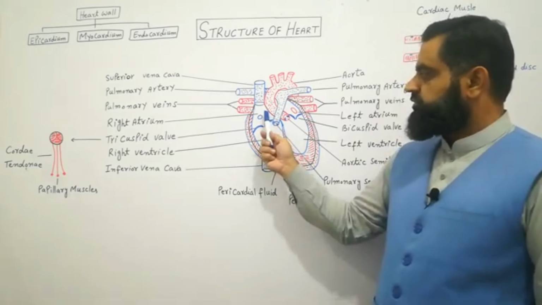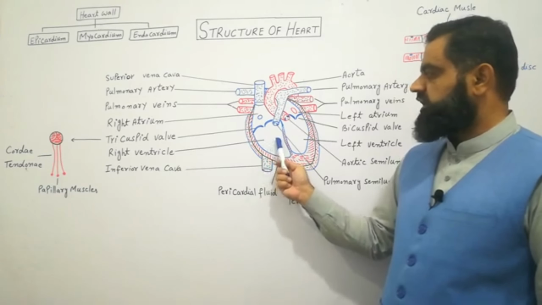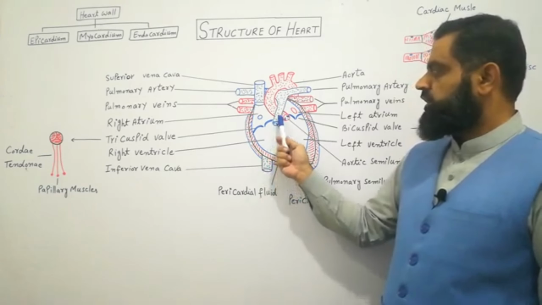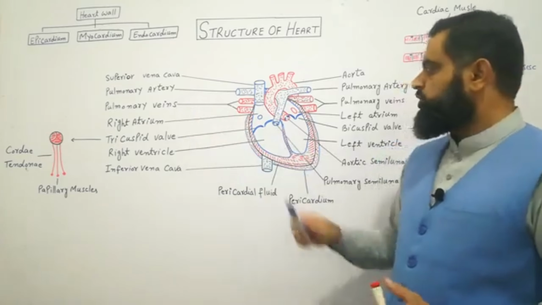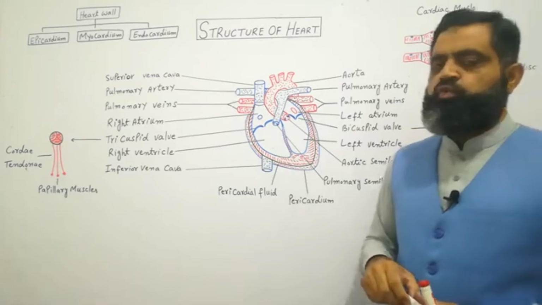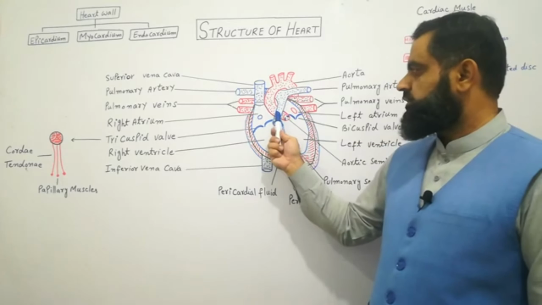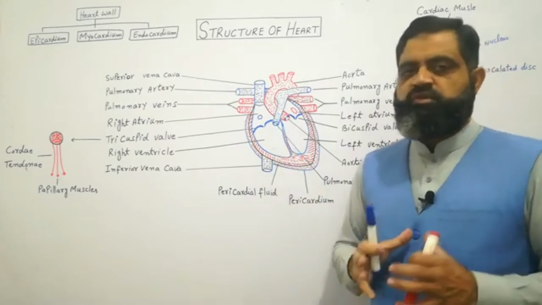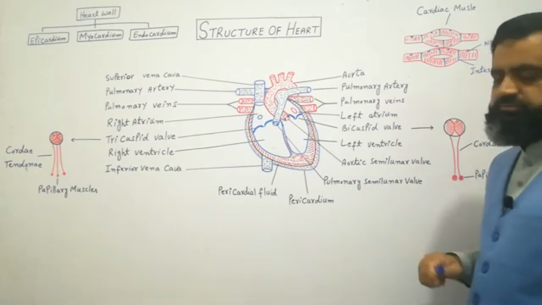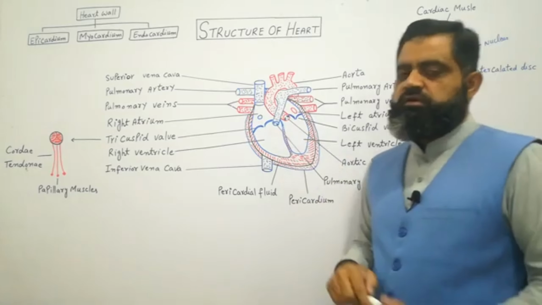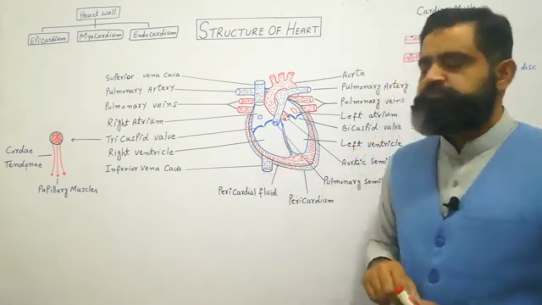When blood comes from the right atrium into the right ventricle, after that the blood leaves the right ventricle through a blood vessel known as pulmonary artery. Pulmonary artery takes this blood towards the lungs for oxygenation. At the base of pulmonary artery there is a valve known as pulmonary semilunar valve. This valve does not allow the blood to come back into the right ventricle.